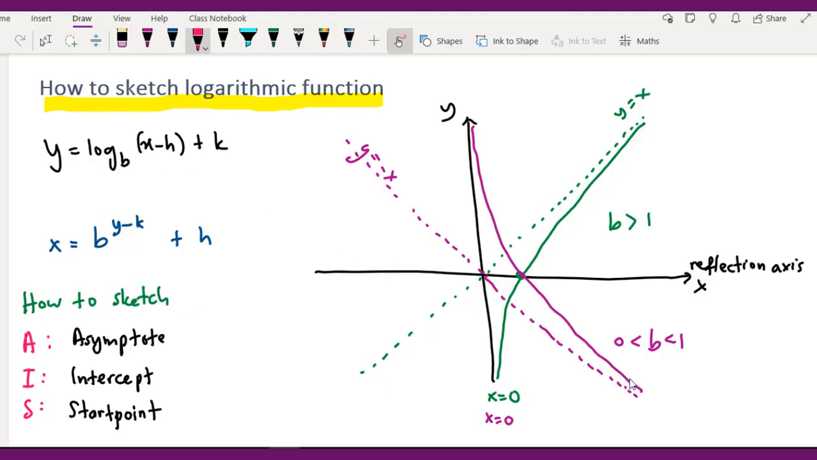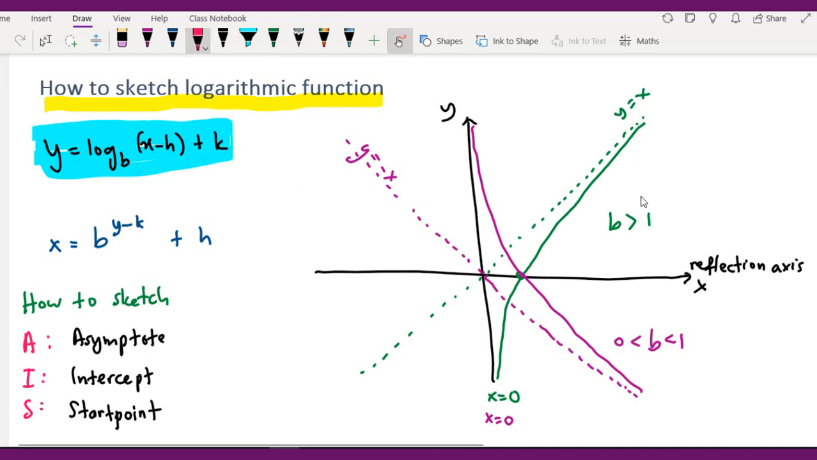This time I'm going to teach you how to sketch a logarithmic function. This is the general form for a logarithmic function: log of x minus h to the base b, plus k. And this is the graph.